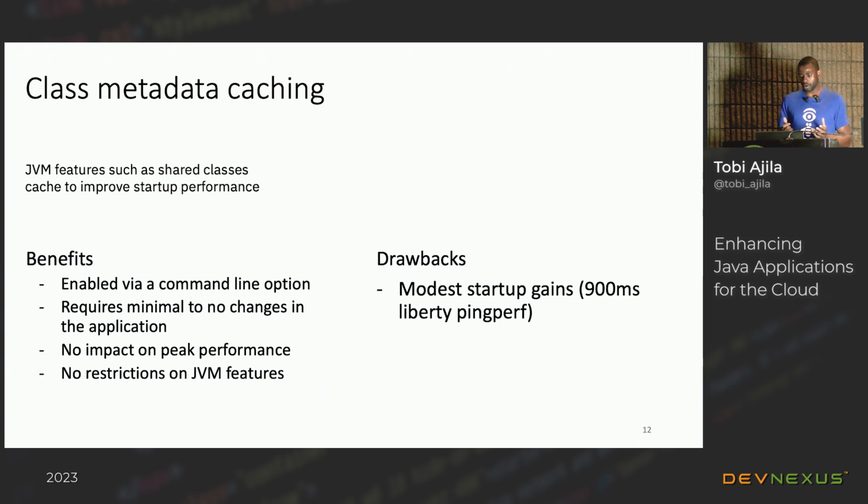The drawbacks are that the startup gains are relatively modest in comparison to some of the other approaches that I'll show you. With an app server like Liberty, we can start up in under a second, around the 900 millisecond range, which is pretty good, but we'll see how you can start even faster with other approaches.